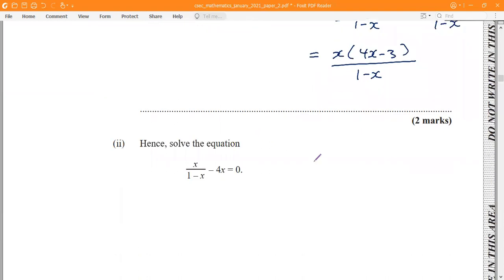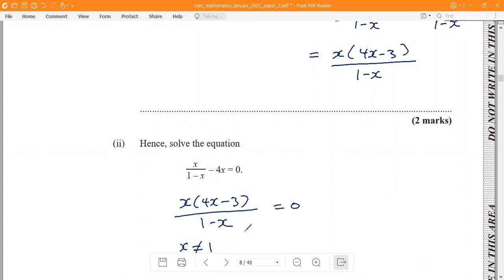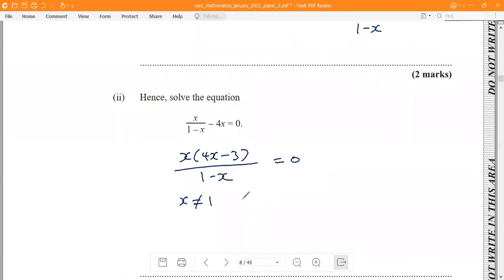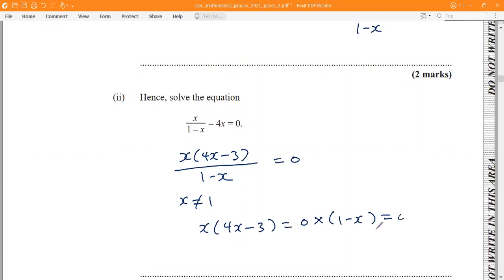Hence, solve the equation. So we use the answer from before, since the word hence is used. So the expression on the left of the equal sign is equal to x times (4x minus 3) all over 1 minus x. Now that is equal to 0. So we know for sure that x cannot be equal to 1, because if x is equal to 1, the denominator will be 1 minus 1, which is 0, and the expression on the left will be undefined. So what we do is we multiply both sides by 1 minus x. So we get 0 times 1 minus x, which is equal to 0.